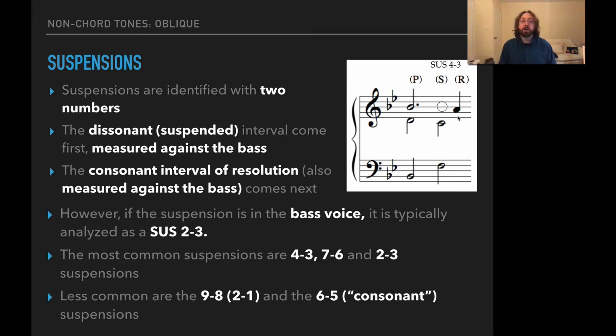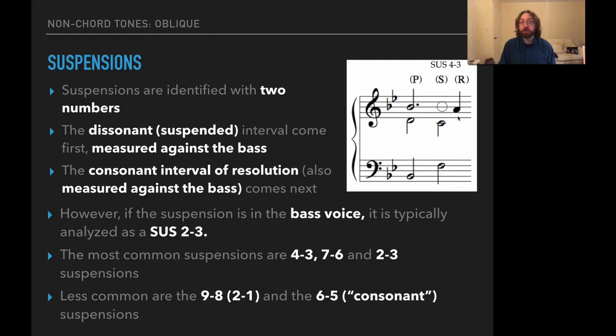Now, we should mention that if the suspension is in the bass voice, it is typically analyzed as a sus 2-3. This is because, first of all, you can't measure the bass voice against itself. And most of the time when the bass voice is involved, it's following a specific pattern where the bass voice creates a second with another note and then resolves to a third. So usually we're just measuring against another dissonance that is against the bass. So again, that's if the bass voice has the suspended note.